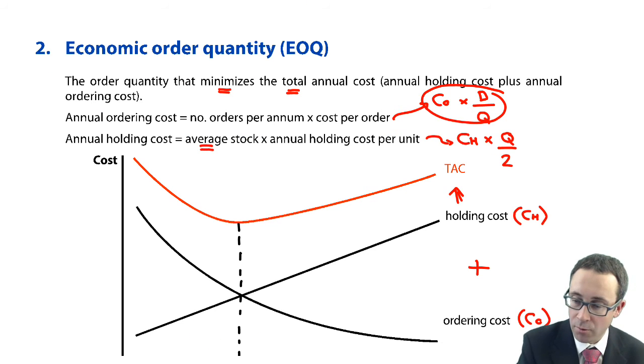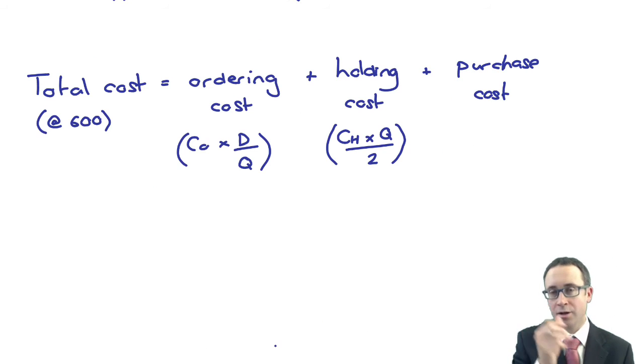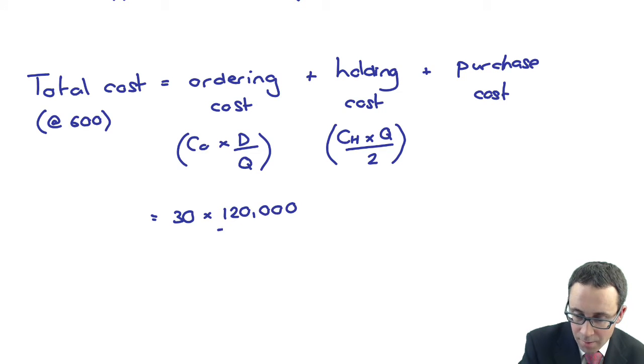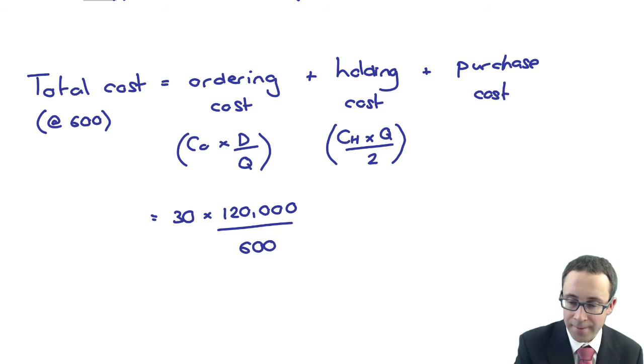And then your purchase cost is taking your cost per unit to purchase multiplied by the number of units that you are going to purchase in the year. So here my ordering cost is $30. The annual demand is 120,000. And my quantity, remember, is 600.